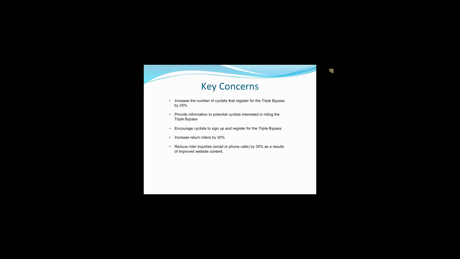The key concerns that we have are to increase the number of cyclists that register for the Triple Bypass by 25%. Next is to provide information to potential cyclists interested in riding the Triple Bypass. We want to encourage cyclists to sign up and register for the Triple Bypass. We want to increase return riders by 30%. We'd like to reduce rider inquiries through email and phone calls by 30% as a result of improved website content. And last, we'd like to establish a robust social media presence through the use of rider stories and promotional video contests on the website that can be shared via Facebook and Twitter.